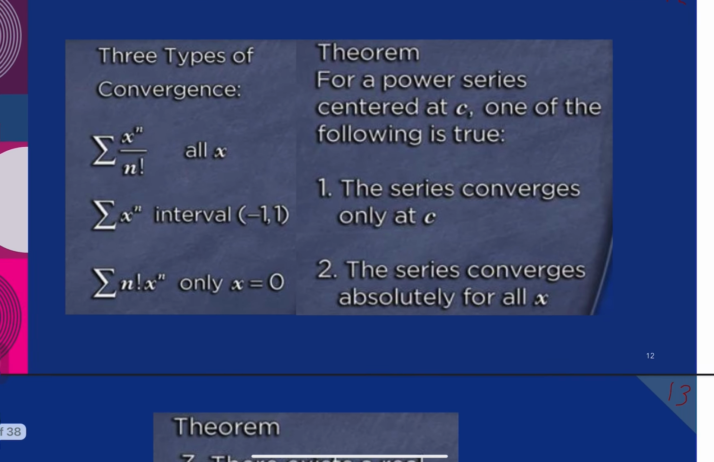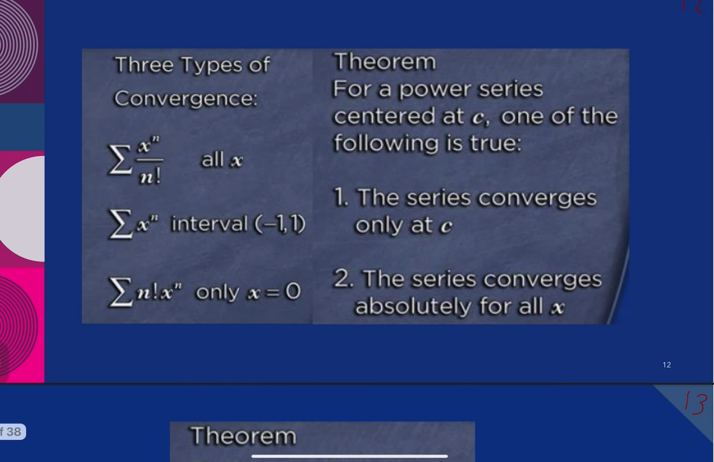So we have seen here 3 examples with 3 different kinds of convergence. The first example was x to the n over n factorial, and that converged for all x. Then we also saw x to the n, the geometric series, and it converged on a finite interval, -1 to 1, and it happened to be an open interval. And in the last example, it converged at a single point, only at x equal to 0. So these are 3 possibilities.